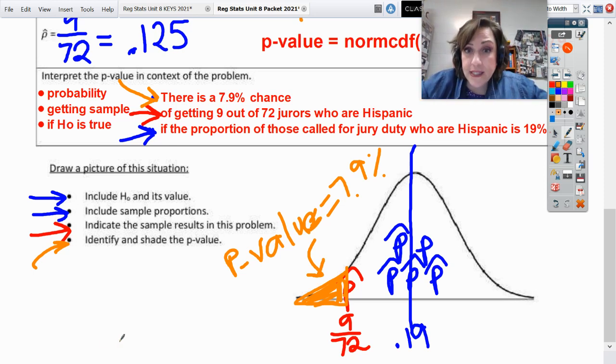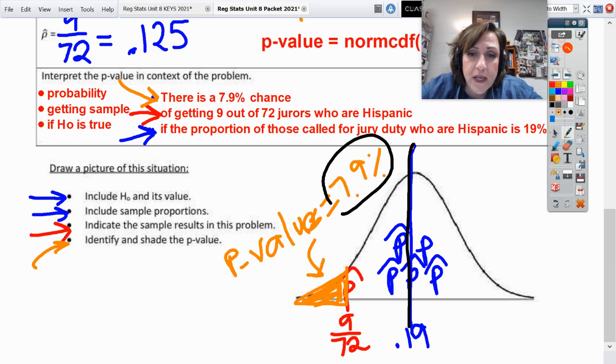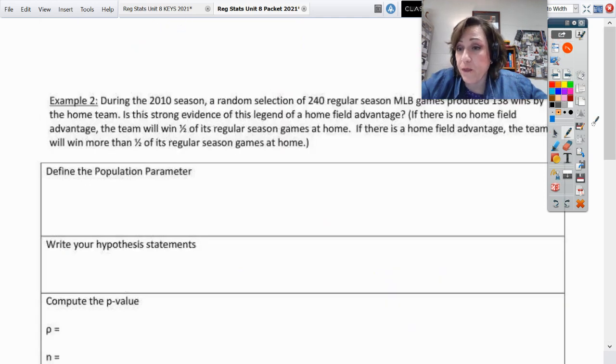Okay, so in summary, look at what we got. If the proportion of those called to jury duty is 19% Hispanic, then there is just a 7.9% chance of getting the sample we got that had just 9 out of 72 jurors who were Hispanic. Okay, I know that's a lot of figuring out. So that's why we're going to spend a couple of days making sure we get all of those things stated correctly. So let's move on to the next one and see if it goes a little smoother. So here we go. Let's try it.